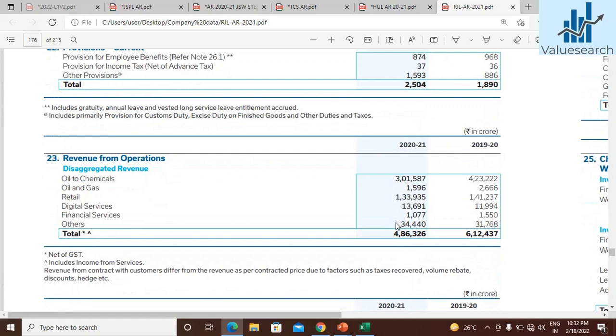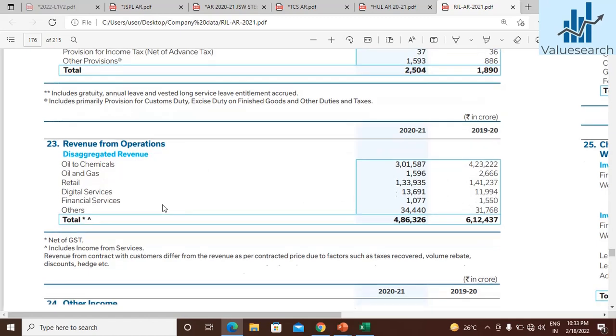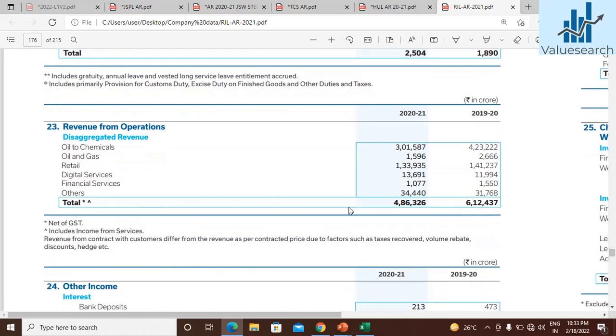Now, we were discussing about this particular thing. Just look at this number and remember this. You have got 486,326 crore rupees of revenue net of GST. So this is after deduction of GST.